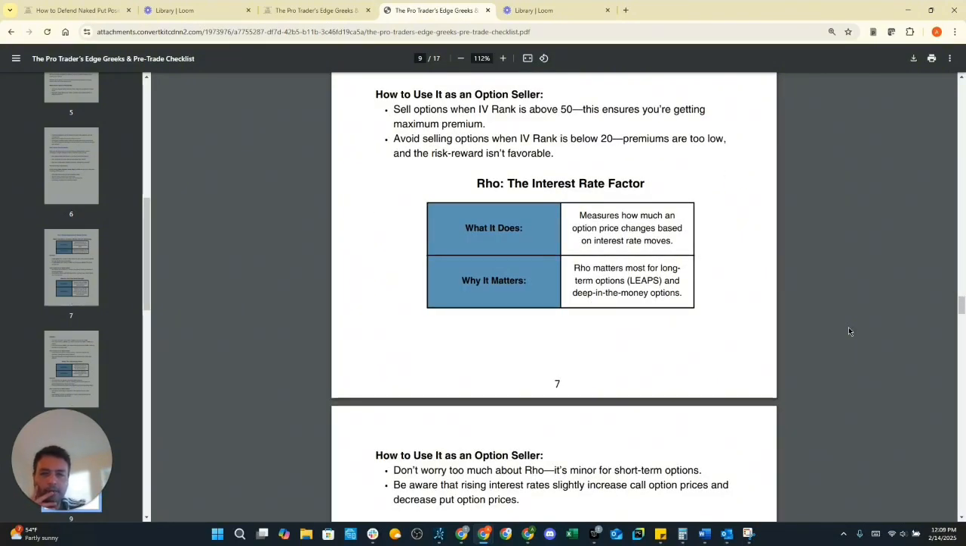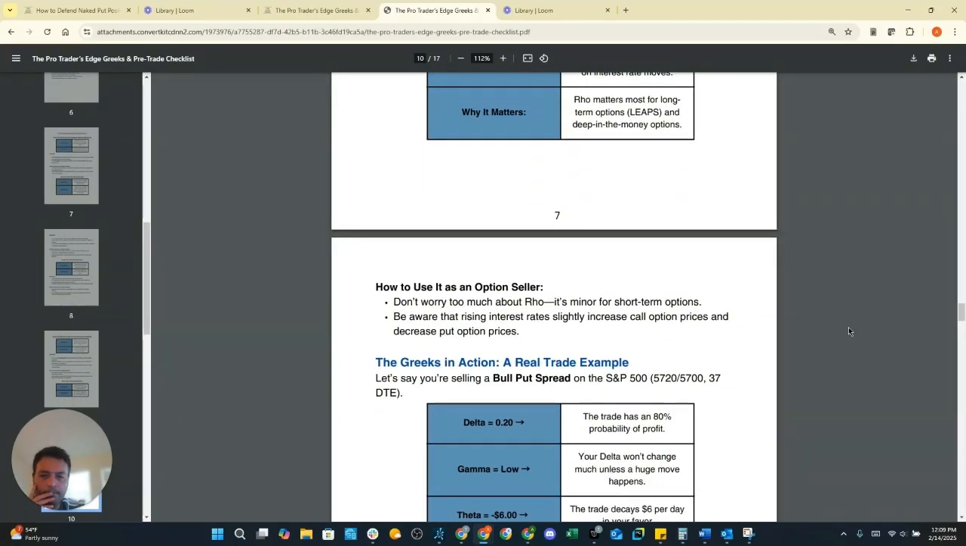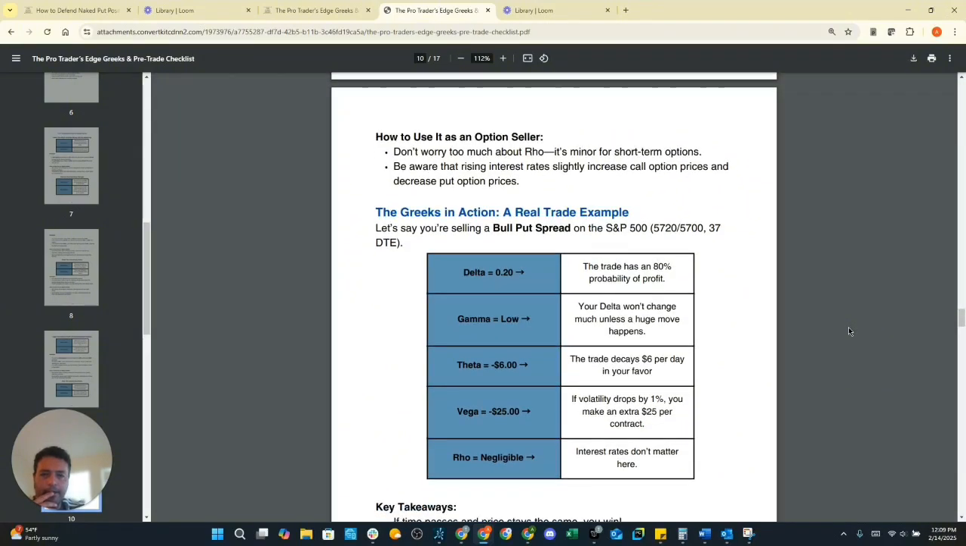Rho, I'm not even interested, but it's just there. It's the interest rate effect on options. It does affect it a little bit, but we will talk about that later. Here, there's a more important thing coming up.